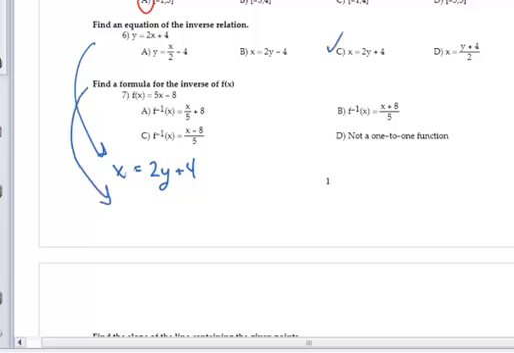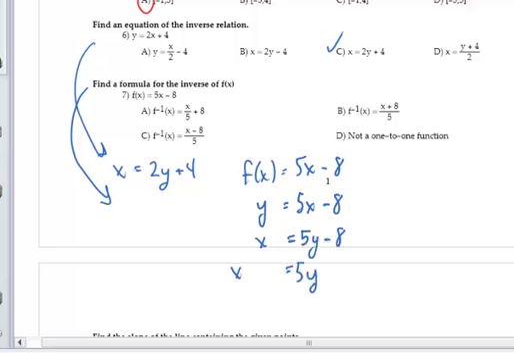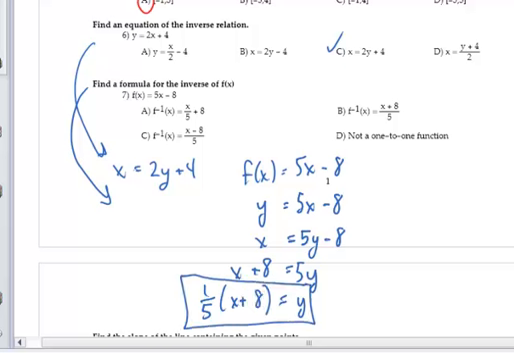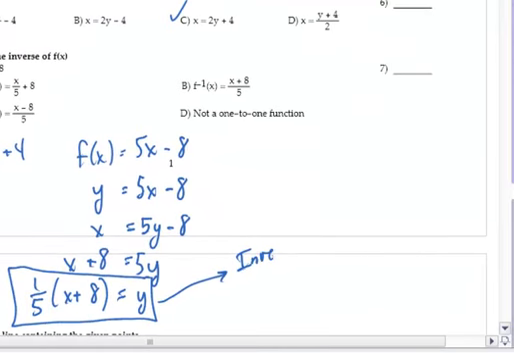And then in this one, find the formula for the inverse of f of x. Well, if f of x equals 5x minus 8, then you just rewrite it as y equals 5x minus 8. You switch x and y, and now you solve for y. And that would now be the inverse function.